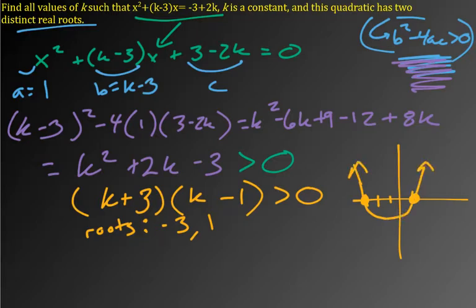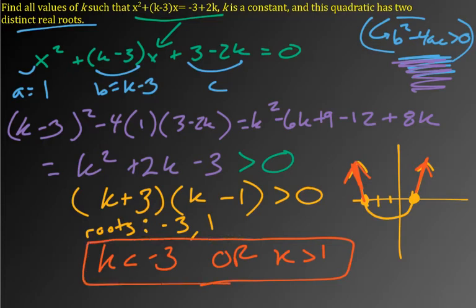And so now we can look at it and answer the question. When is it, we want specifically greater than 0, right? And so we want to describe that chunk and that chunk. And the answer then would be you have to be less than negative 3, or you can be bigger than 1. And that would do it. Those would be the k values that make this thing have 2 distinct real roots.